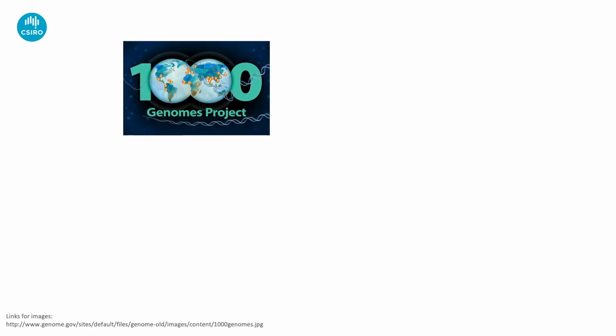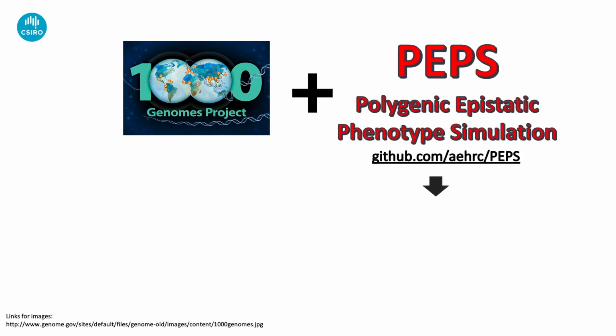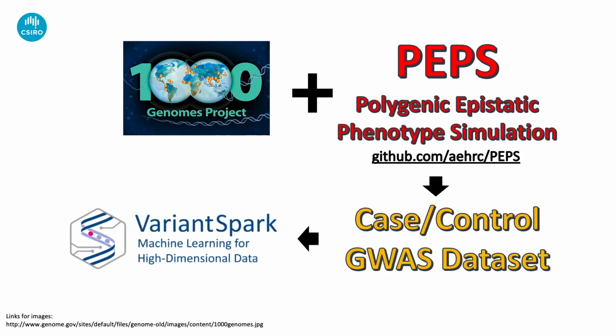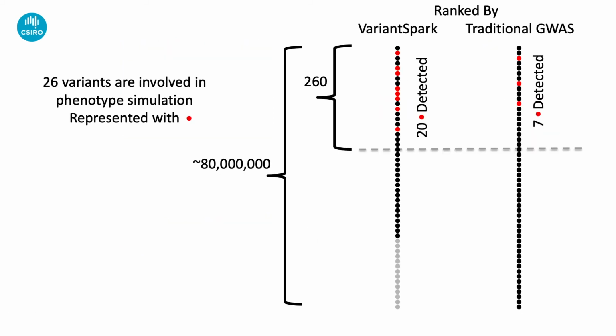To show the effectiveness of VariantSpark, we create a synthetic phenotype for the 1,000 genome dataset using PEPs. 26 variants are involved in the phenotype simulation, and there are several complex interactions between them. While VariantSpark detects 20 of those variants in the top 260 ranked variants out of 80 million variants, traditional GWAS detects only 7 of those.